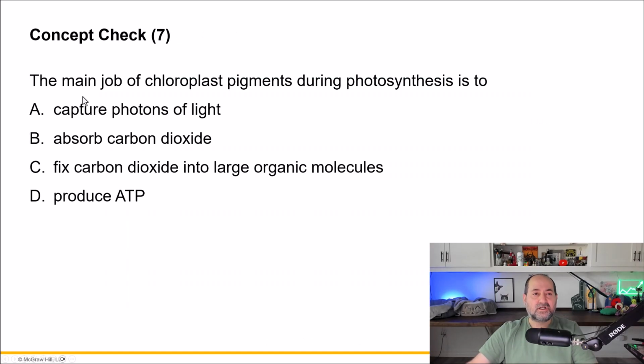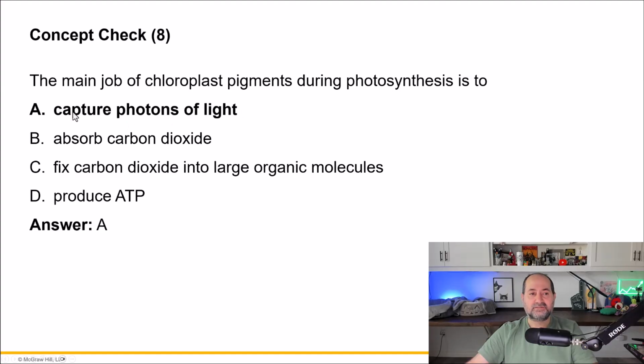And that leads us to concept check number 7. The main job of the chloroplast pigments during photosynthesis is to capture photons of light. That's A. All right, that leads to the end of chapter 8.